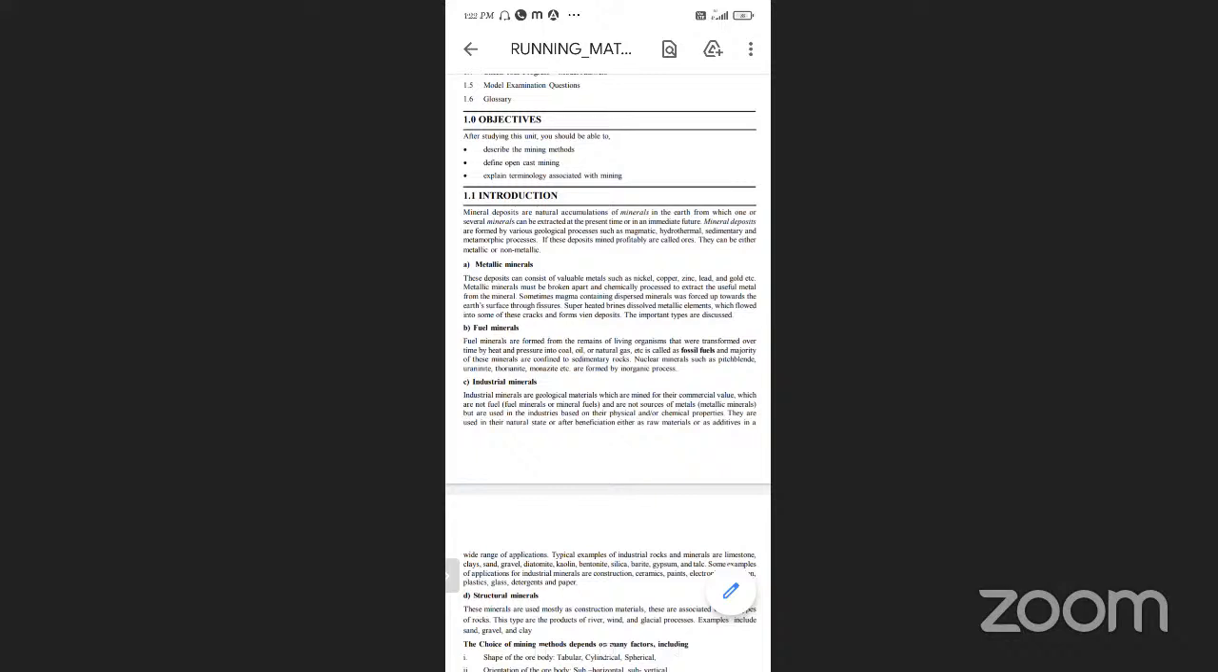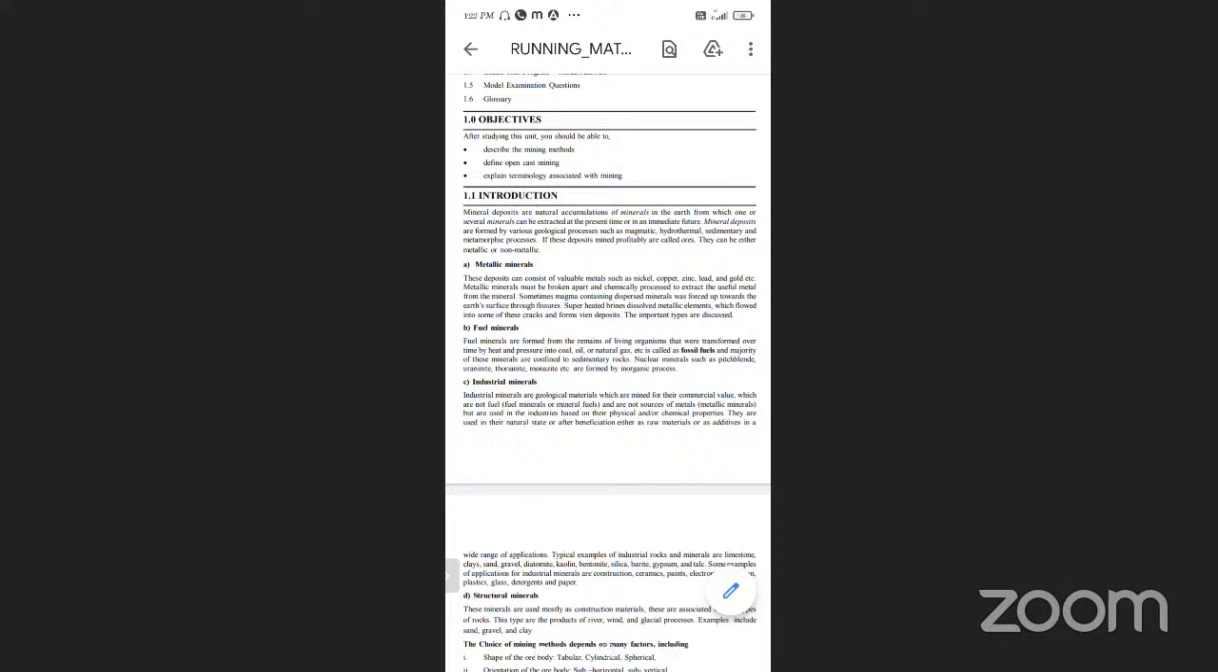The mineral deposits are formed by the various geological processes. The mineral deposits are a natural accumulation of minerals. These mineral deposits are formed by geological processes such as the magmatic process, hydrothermal process, sedimentary process, and metamorphic process. So these are the major processes by which the mineral deposits are formed.